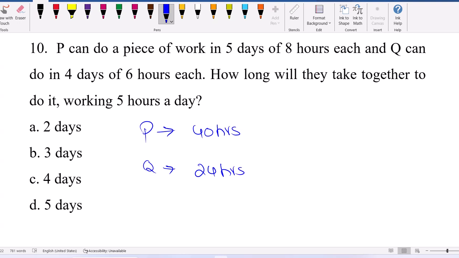In some questions we saw in the time and work concept, they said P can complete the work in 5 days, Q can complete the work in 4 days. They don't mention hours because their working timings are the same, so there's no need to mention. But here P's working time is 8 hours every day and Q's is 6 hours. As it is different, they mention it. If it is the same, they don't mention it.